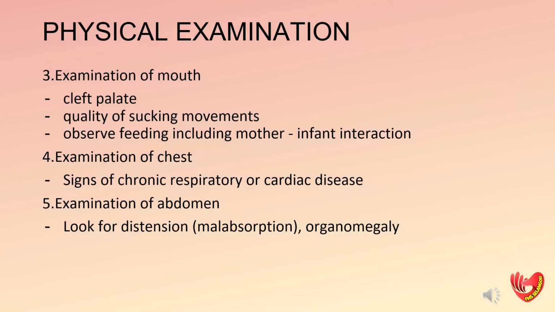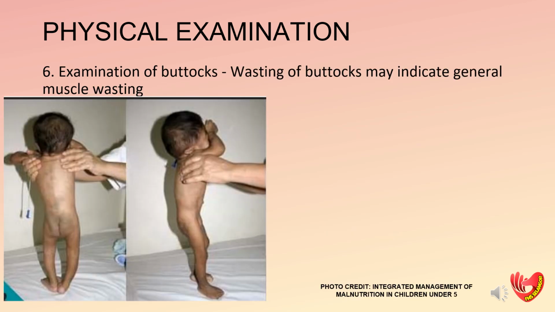Examine the mouth of the child for any cleft palate, quality of sucking movements, and observe the feeding, including the interaction between a mother and her child. Do a proper chest examination to look for signs of chronic respiratory or cardiac diseases and examine the abdomen to look for distension commonly seen in malabsorption and organomegaly. Examine the child's gluteal region, as wasting of the buttocks may indicate general muscle wasting.